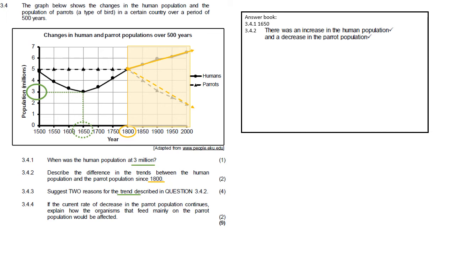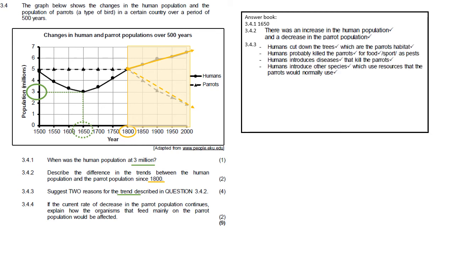3.4.3 Two reasons for the trend. Humans cut down trees, which are the habitat of the parrots. Humans probably killed the parrots for food or sport, or found them to be pests. Humans introduced diseases that killed the parrots, or humans introduced other species which use resources that the parrots would normally use. So any two of those answers, detailing the human impact and the effect on the parrots.